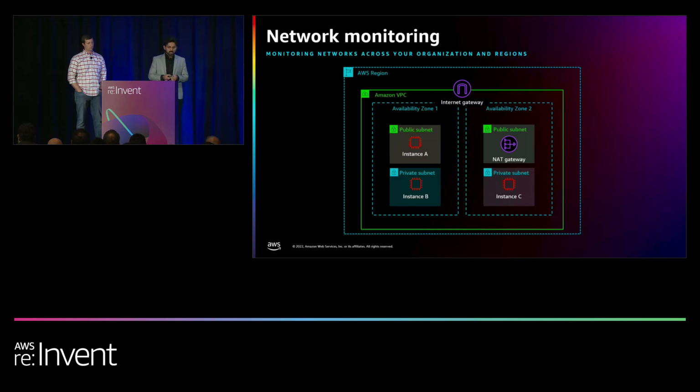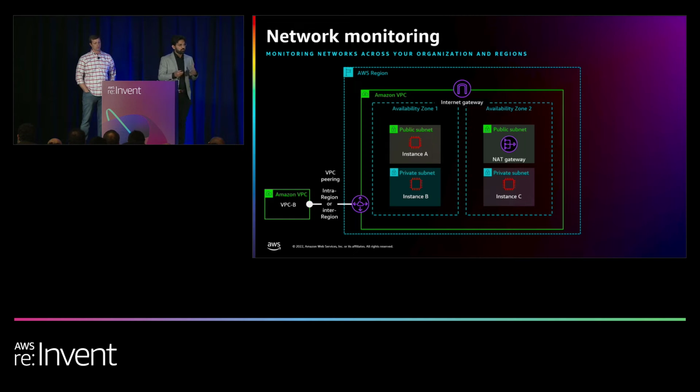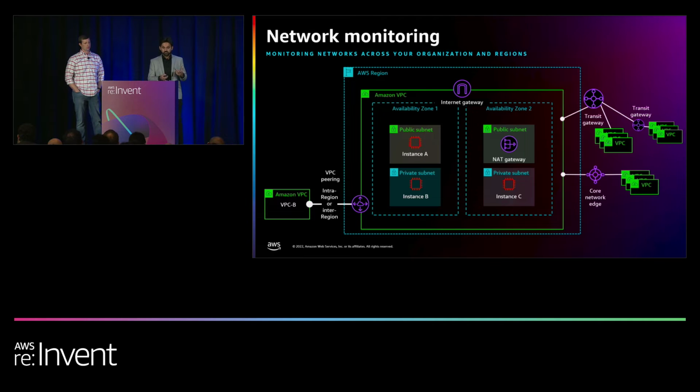So as your footprint starts to grow on AWS, you will start to create more VPCs. You may expand into other AWS regions for DR purposes. You may create a hub and spoke architecture with transit gateway in multiple regions. You might connect multiple transit gateways together through transit gateway peering. You might also be using a Cloud WAN network for global connectivity. So how to go about monitoring this?